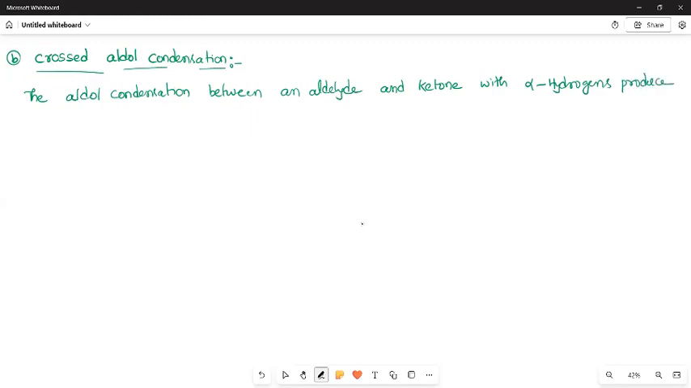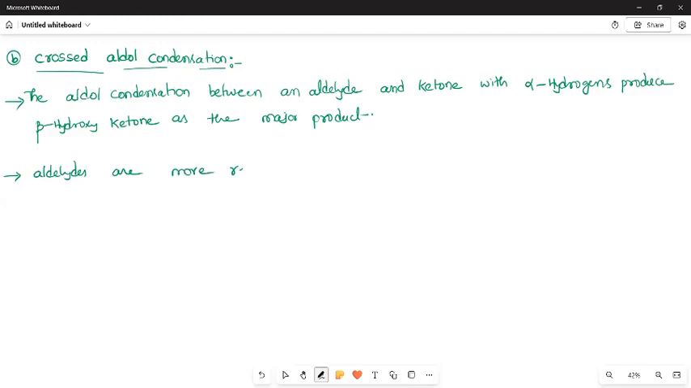Same produce beta hydroxy ketone as the major product. The important point in this statement is aldehydes are more reactive towards nucleophilic addition than ketones.